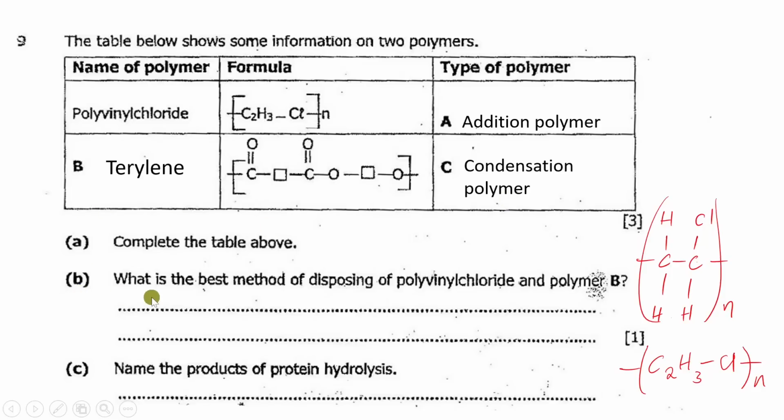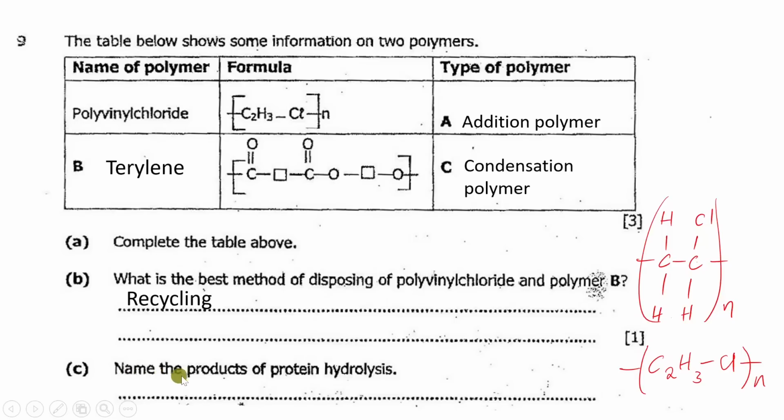Then B, they're asking, what is the best method of disposing of polyvinyl chloride and polymer B? Disposing means that if you are no longer using it, the way we throw rubbish, how can you best throw these away when you don't need them? So we are saying recycling is the best way. You just recycle them.